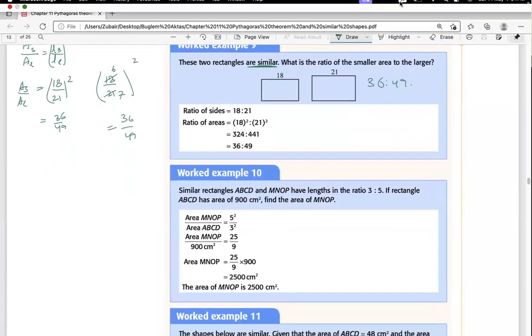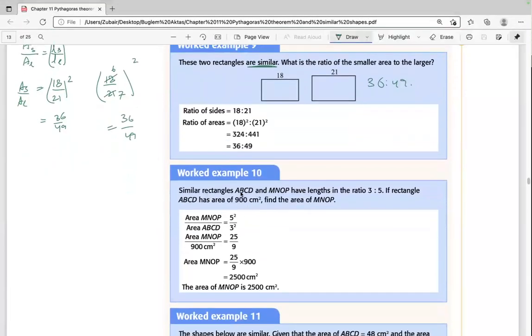Worked example 10. Similar rectangles ABCD and MNOP have lengths 3 and 5. It is given the shape is a rectangle, whatever the shape is. They are similar, okay, and we know the ratio 3:5. If rectangle ABCD has area 900. Now let me say this is 1 and second. Because I can see that this is 3:5, I can say this is smaller, this is larger. Any issue? No.